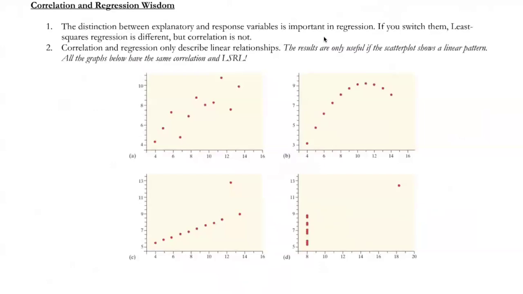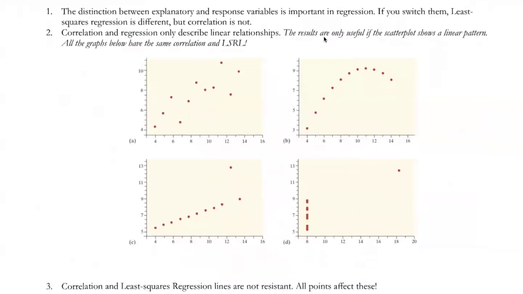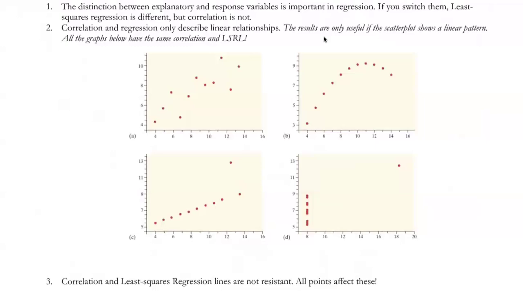Remember that correlation and regression only describe linear relationships. If you see here below, they give you 4 examples. Some statisticians figure this out. These all actually have the same exact correlation and the same exact least squared regression line. But however, we only want to really use that if we have a linear relationship, like B, definitely not. A, you could tell there's somewhat of a linear relationship, right? And so when we're looking at things like that, that's what we want to be careful of.